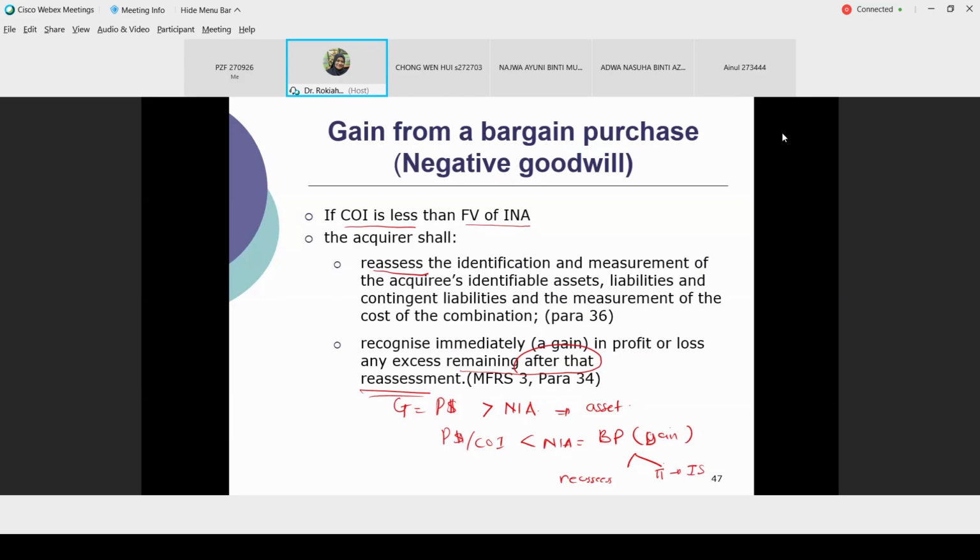Any question on goodwill? Simple, sir. You need to know the formula to calculate goodwill, which is the purchase price, here the cost of investment, minus the net identifiable assets. Any question for goodwill? If not, we just proceed with the next one.